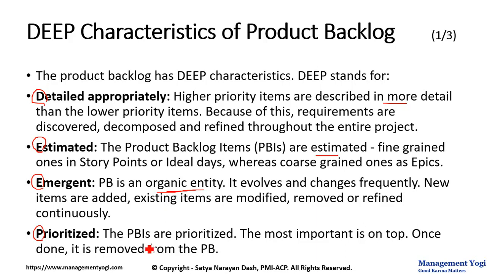Then prioritized. The PBIs or the items of the backlog are prioritized. The most important one is on top, whereas the least one will be at the bottom. And once an item is completed, it will be removed from the product backlog. Be very clear about it. Once you are done with the item, you have to remove it from the product backlog.